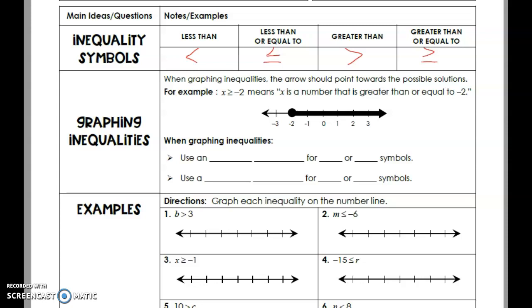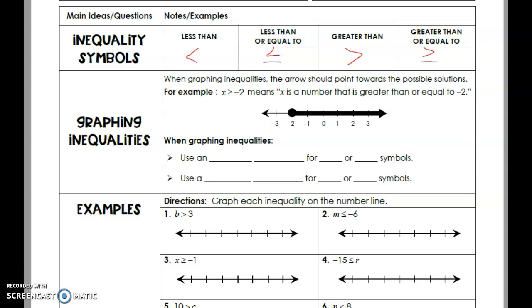The difference between less than and less than or equal to is that the less than or equal to symbol includes the number that you're talking about. The same is true with the greater than or equal to. It includes it. Less than and greater than do not include those numbers. When graphing inequalities, the arrow should point towards the possible solutions.